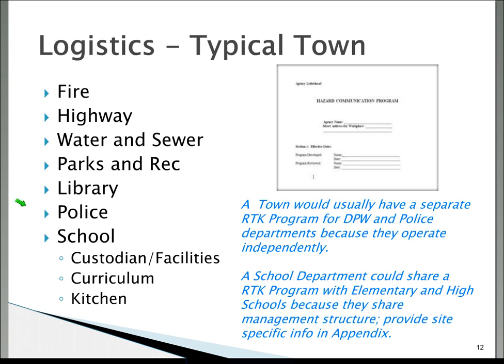Some departments, though, are very similar. You'll have one school department. You might have 7 buildings. You've got 3 elementary schools, a middle school, and a high school. In each one of those school buildings, you've got a custodian department, you've got a kitchen facility, and you've got your curriculum chemicals. You might have one master plan for all of the schools, but in your appendix, you're going to identify each school separately with the particular chemicals they've got in their building. So the logistics are up to you.